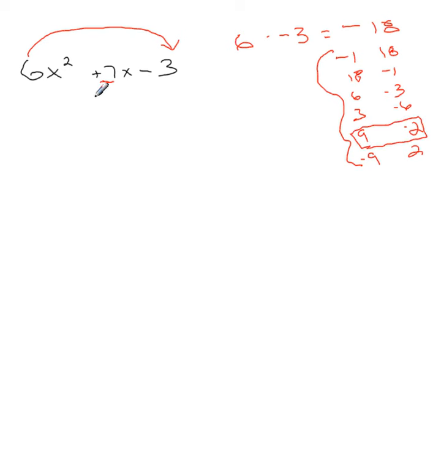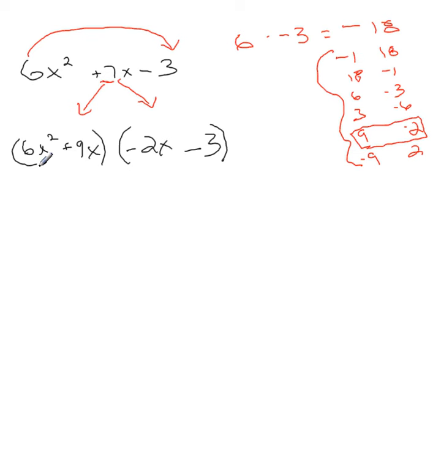So now we break up the middle term into those two numbers. So we'll draw our brackets. First term, we just put it right down in the bracket. Last term, -3. And then you split up the 7 into those two numbers. So we'll have plus 9x minus 2x.